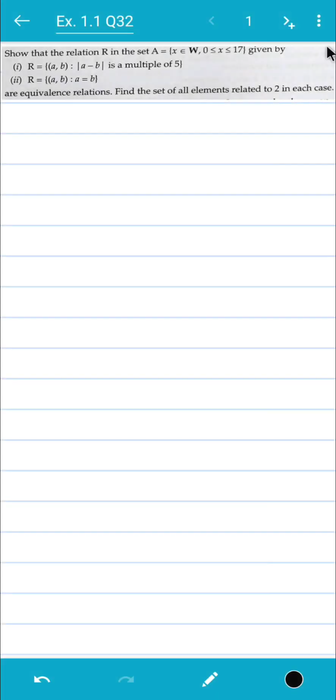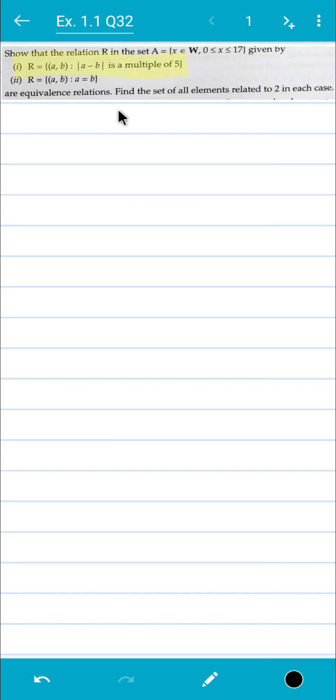Exercise 1.1, question number 32. So number 1, R equals... we're given the set A. It consists of the set of all whole numbers from 0 to 17, and R is this relation here.